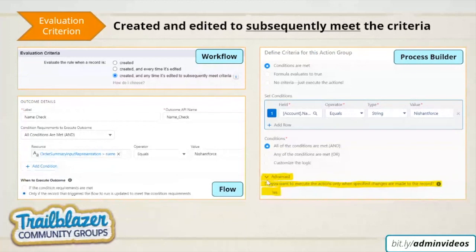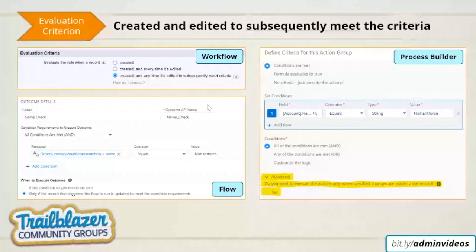If you check this checkbox, the process builder will execute only when the criteria is subsequently met and not every time. A similar thing is there in flows. In the when to execute outcome section, if you select that option, the flow is triggered only when the record is updated to meet the condition requirement. So these three are available in all three tools.